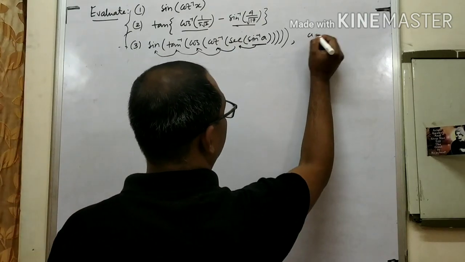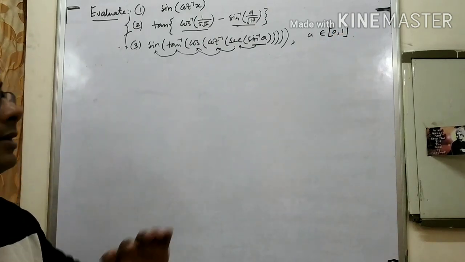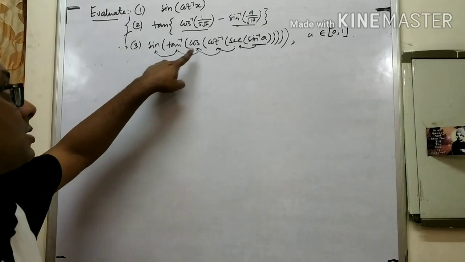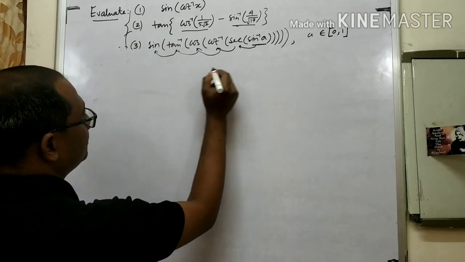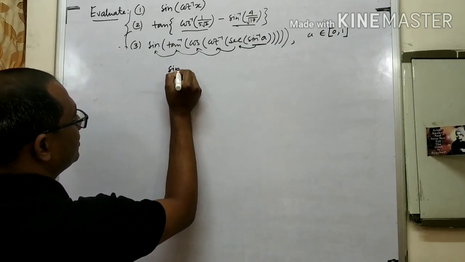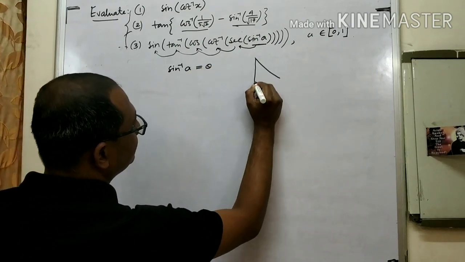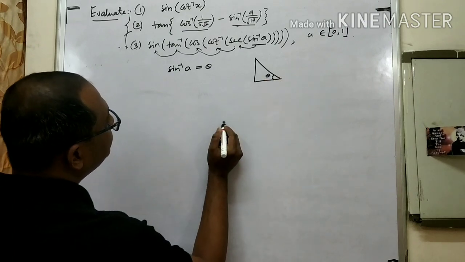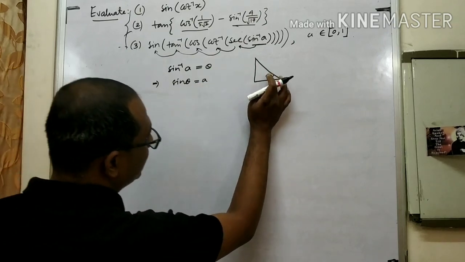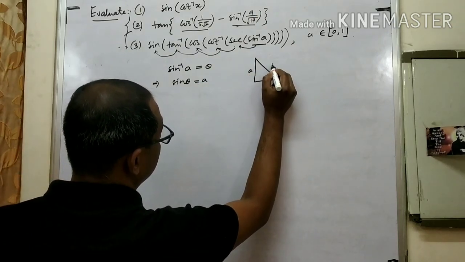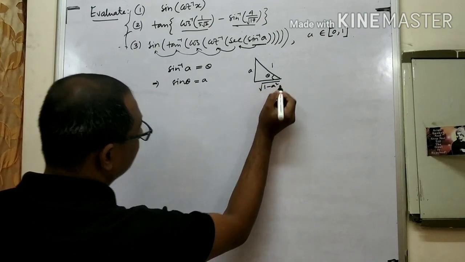And it was given that A was lying between 0 and 1. So basically the question is asking us to find sine of tan inverse of cos of cot inverse of sec of sine inverse of A. Let me consider sine inverse of A equal to theta in a right angle triangle. So sine theta equals A, perpendicular by hypotenuse is A, so this side will come as square root of 1 minus A square.